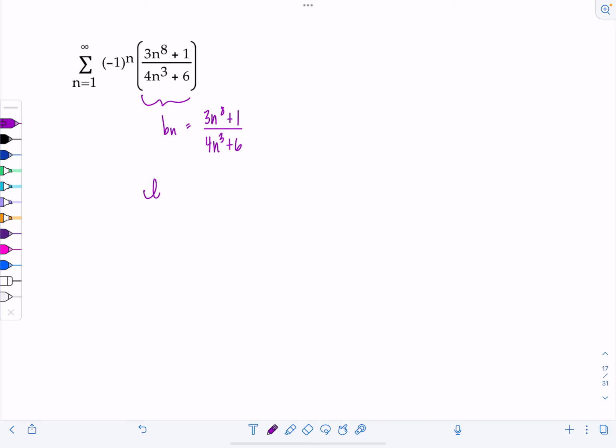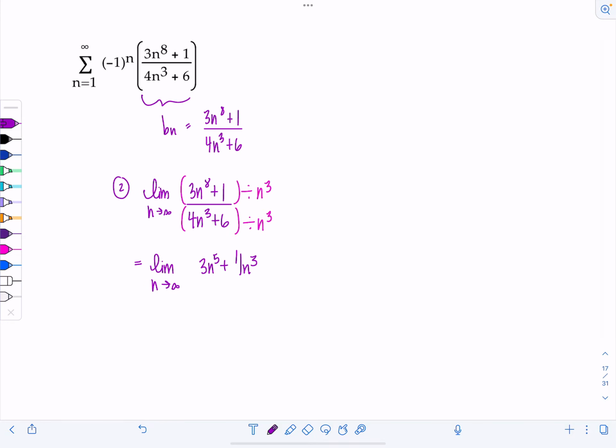And I can already tell the limit as n goes to infinity, the second condition of Bn is not going to be 0. How do I know that? Because look, the degree of the numerator is higher than the degree of the denominator, yeah? So if I divide by highest power in the bottom, which is n cubed, this is limit, n goes to infinity. This is 3n to the 5th plus 1 over n cubed over 4 plus 6 over n cubed.